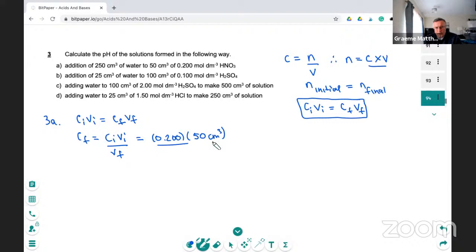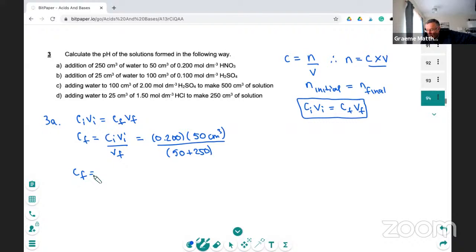And the volume final on this one, chemists, they're being a bit tricky with the question. It says addition of 250 cubic centimeters of water to 50 cubic centimeters. So volume final would have to be 300, the 50 it started with and the 250 that they added. So the concentration final would be, let's take a look, 0.2 times 50, divided by 300.